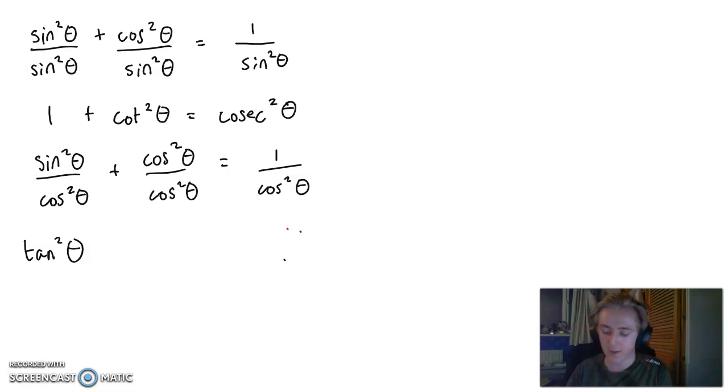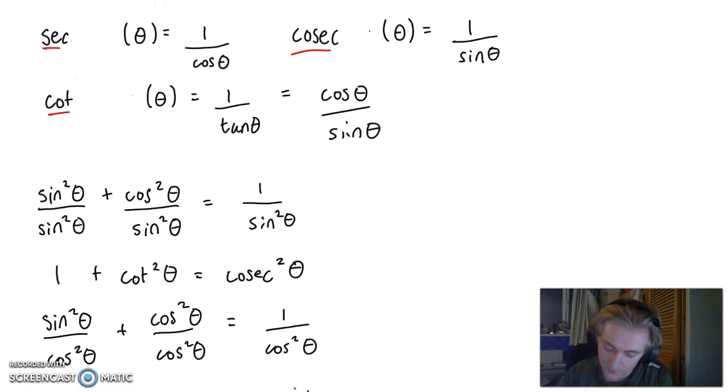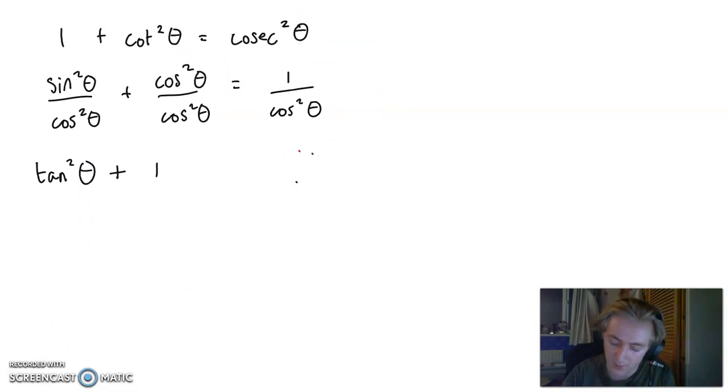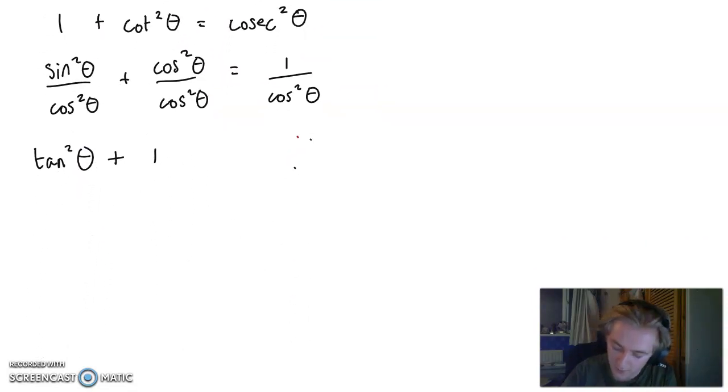Add cosine squared theta divided by cosine squared theta, that's 1. And then equals 1 divided by cosine squared theta. If I scroll upwards, we can see 1 divided by cos theta is sec, so 1 divided by cosine squared theta is sec squared.